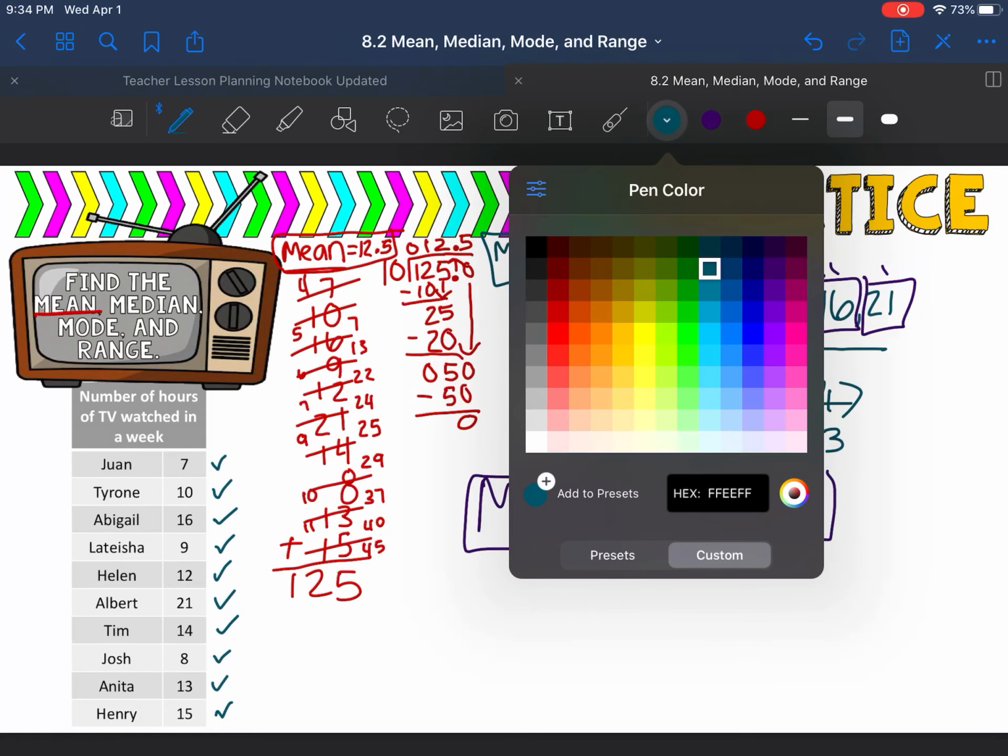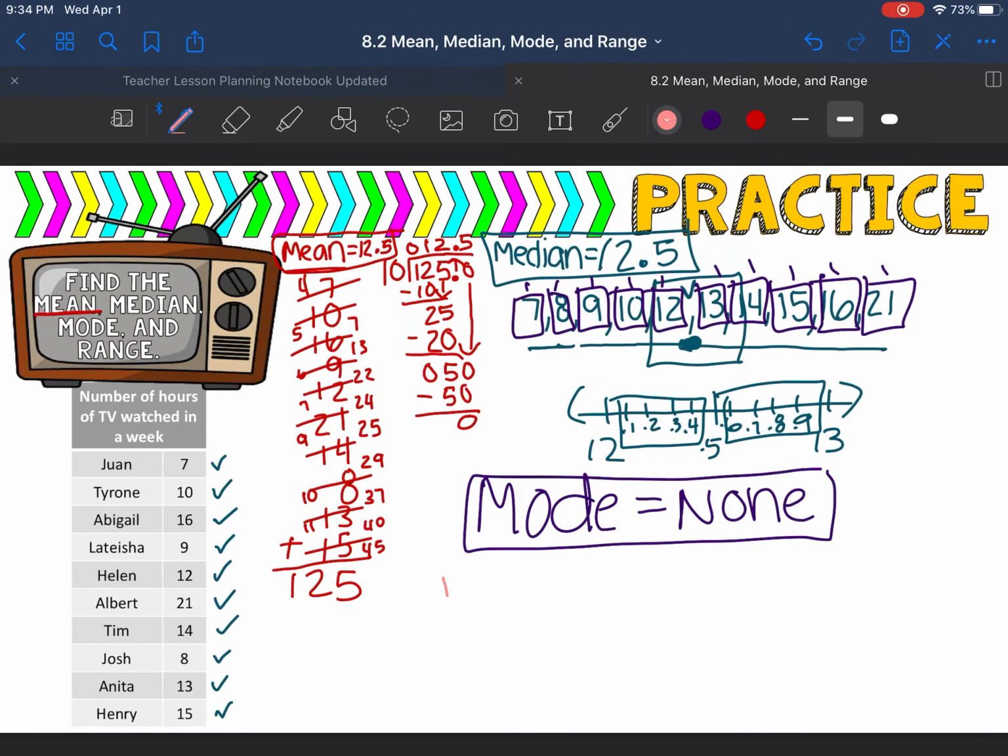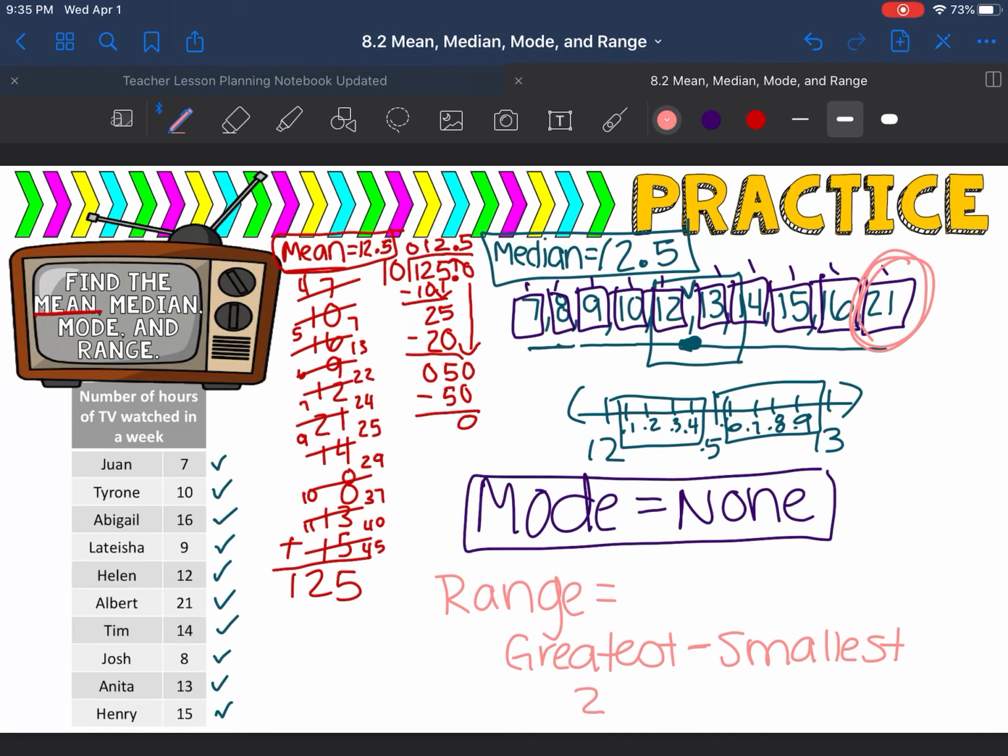Let's change our color over here. Let's get a different color. Let's do pink. Okay, so to find my range, I'm going to do greatest minus smallest. So I can come back up to my median numbers that I did, and I can see that my biggest number, my largest number is 21. My smallest number is over here at 7.